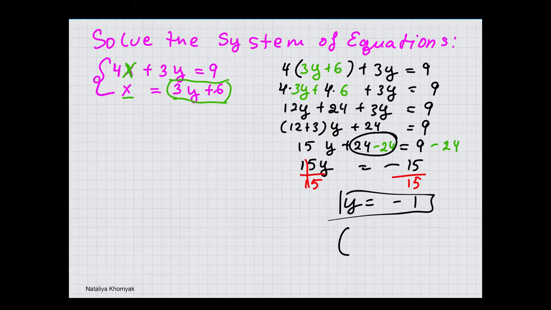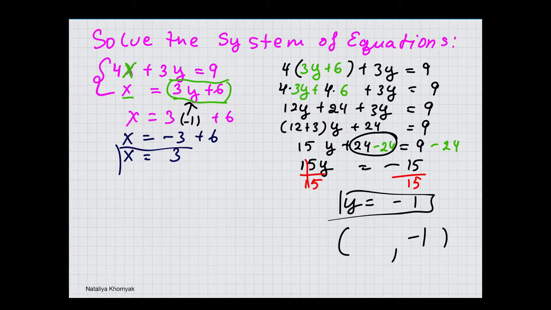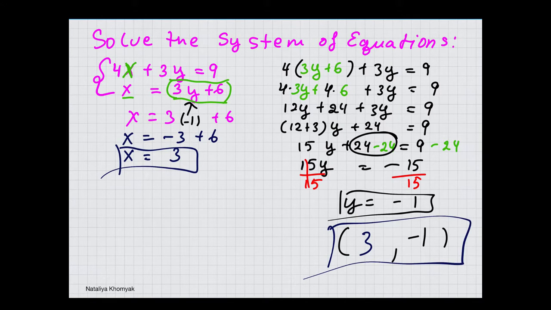Now the solution looks like an x value and a y value. We have negative 1 for the y value. We still need to calculate what x is. I'm going to plug in negative 1 instead of that y in the second equation and keep everything else as is. So we have x equals 3 times negative 1 plus 6. So we have x equals negative 3 plus 6. Different signs, we look for the difference, which is 3. And we had more positives, so positive 3 is our number. And (3, negative 1) is our solution.